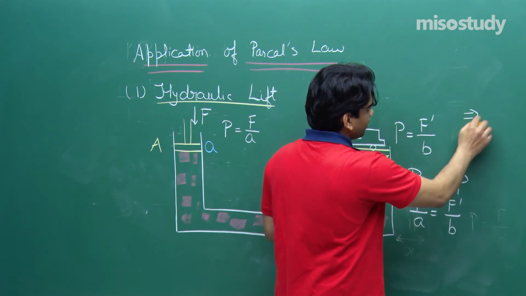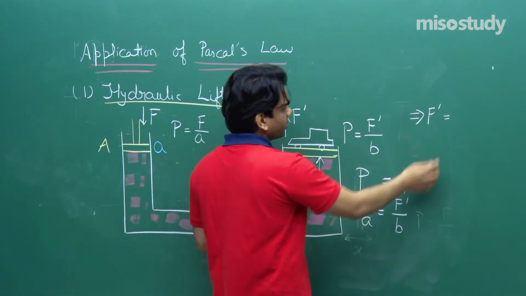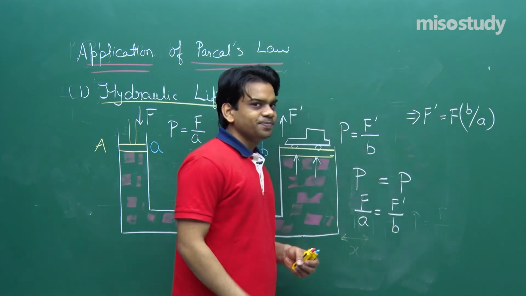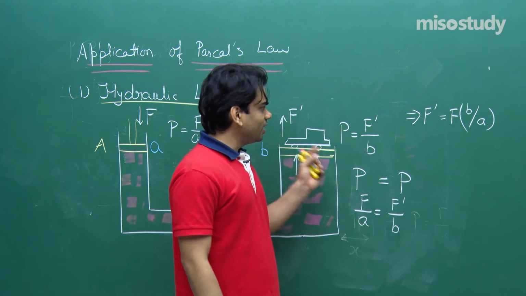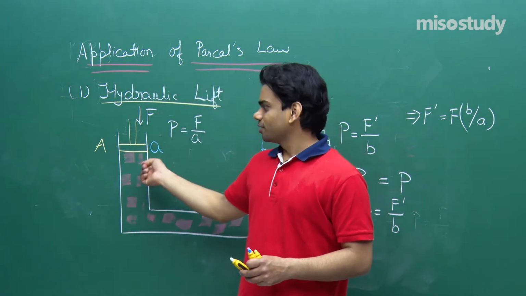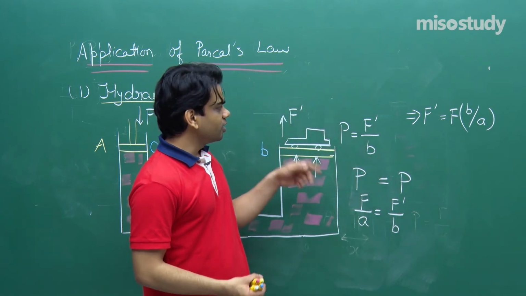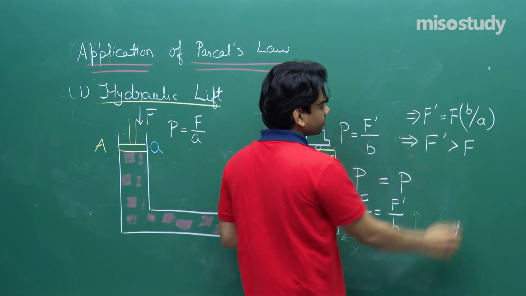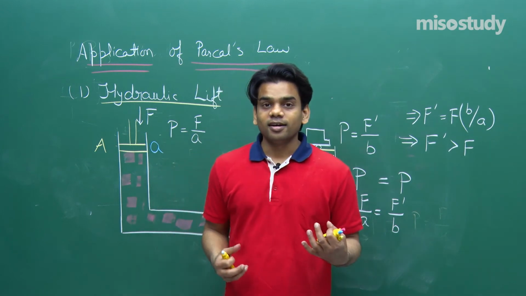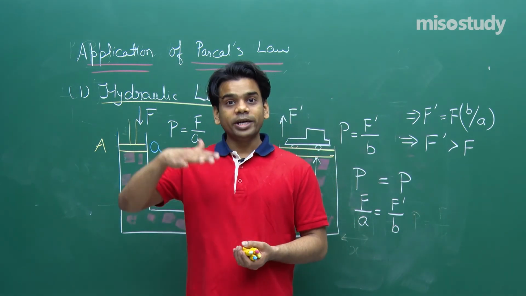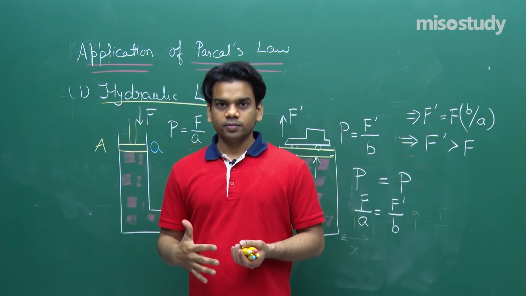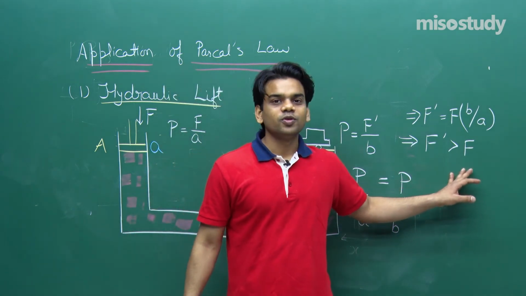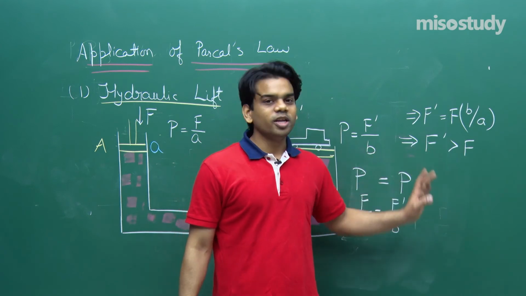So we can write that F dash is equal to F into B by A. This is what we are going to observe, F into B by A. You can see that the surface area B is greater than the surface area A. The area of cross section of A is smaller than the area of cross section of B. So hence F dash will be greater than F. So if you keep the cross sectional area in such a way that the ratio is how many times you want the magnitude of the force to be more, you will get multiple times of force as the output compared to the input force that you are applying.